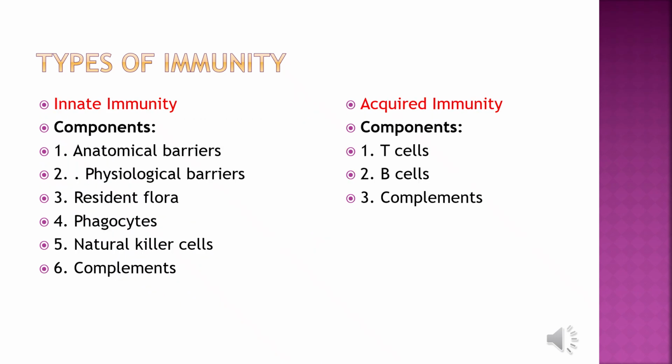So now what are the components of innate immunity? This we will see in detail. So anatomical barriers, physiological barriers, then resident flora, phagocytes, natural killer cells and complements present in blood. And the components of the acquired immunity are T cells, B cells and complements.